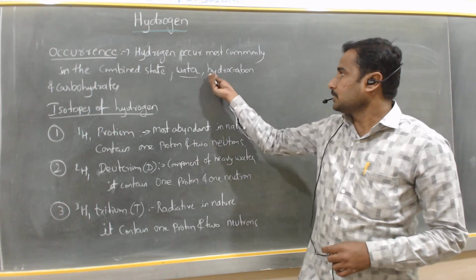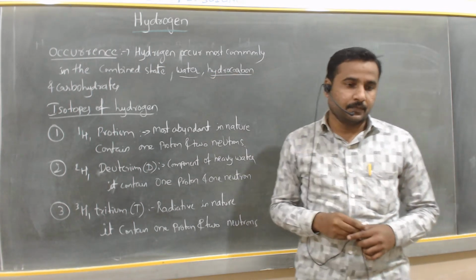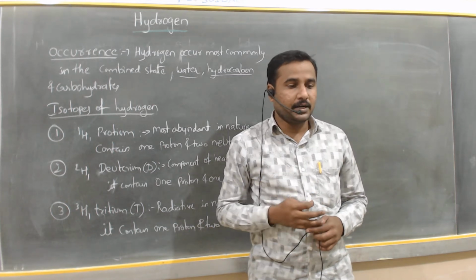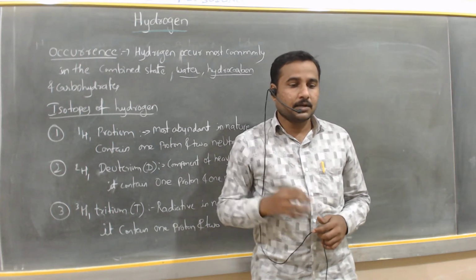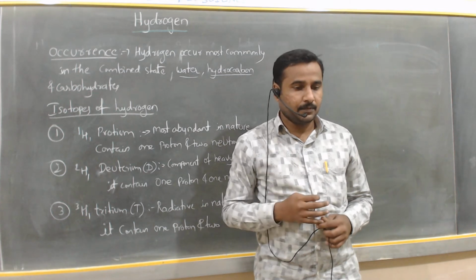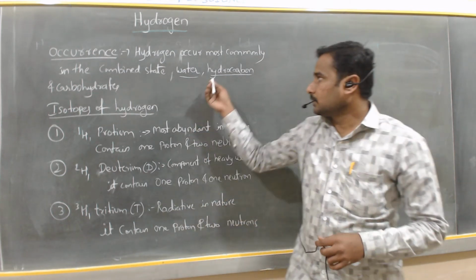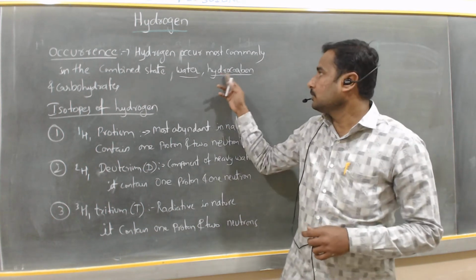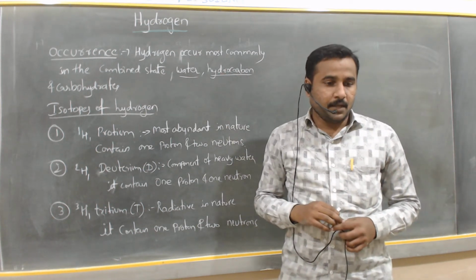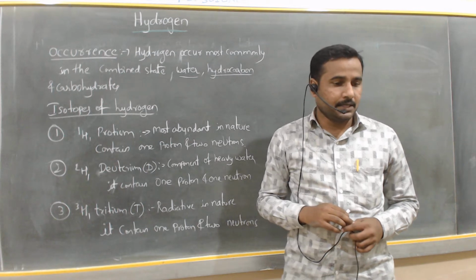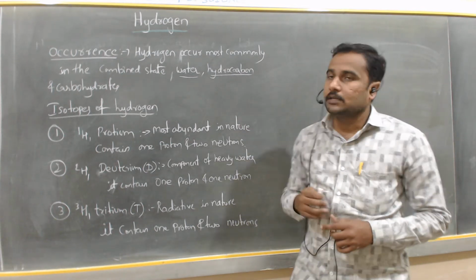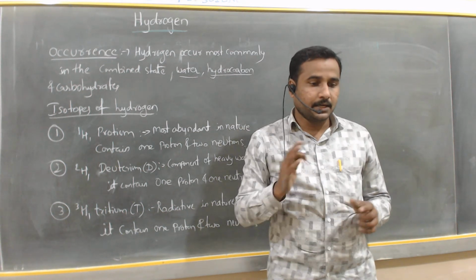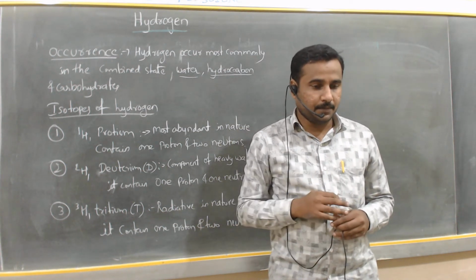It is also present in the form of hydrocarbons. Hydrocarbons means petrol, diesel, carbohydrates. All the compounds we get are made up of hydrogen, which are given as hydrocarbons. They are present in the combined state. Hydrogen makes up 70% of the universe by volume.